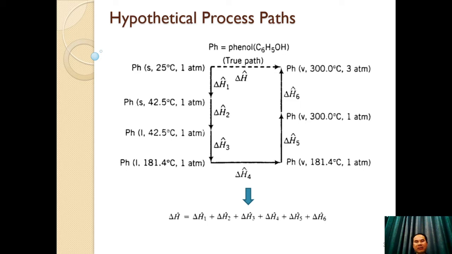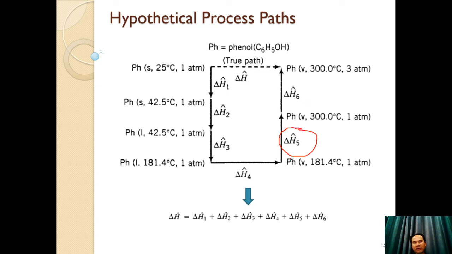Then we have the phase change at constant pressure and temperature, from liquid to vapor. Delta H4 means the phase change. Then we increase the temperature of the vapor from 181.4 to 300 Celsius at 1 atm, at constant pressure. We get delta H5. And then we increase the pressure from 1 atm to 3 atm.